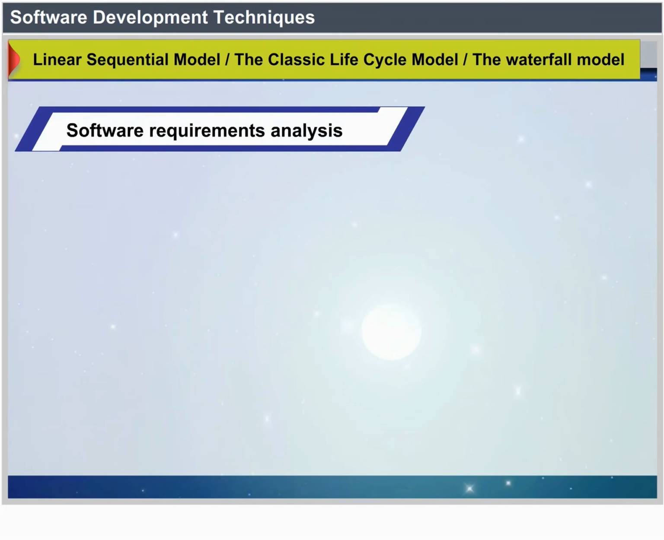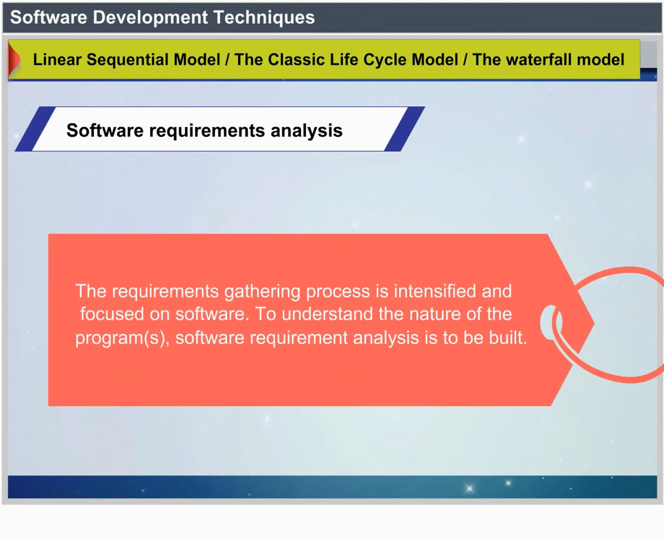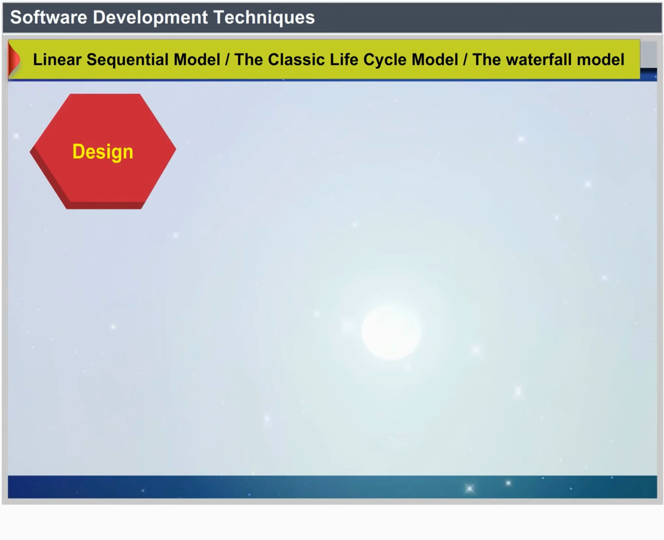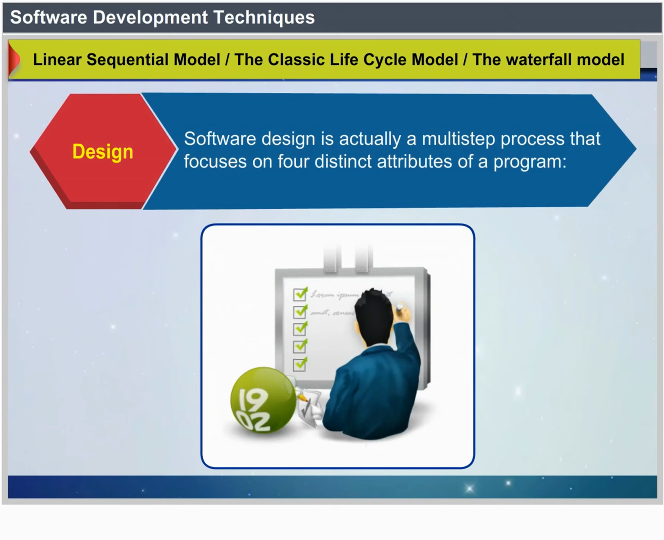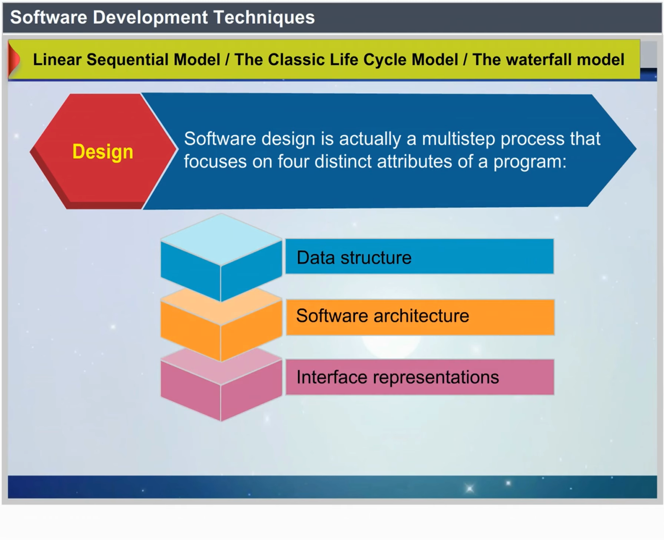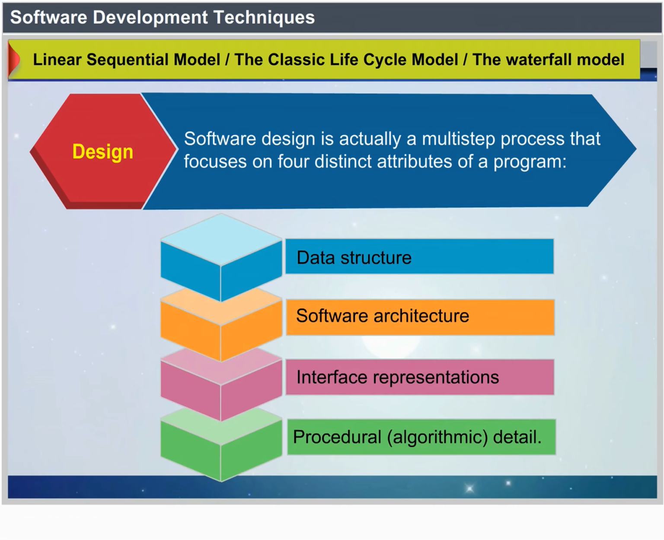Software requirement analysis. The requirements gathering process is intensified and focused on software to understand the nature of the programs to be built. Design. Software design is actually a multi-step process that focuses on four distinct attributes of a program: data structure, software architecture, interface representations, and procedural, algorithmic detail.